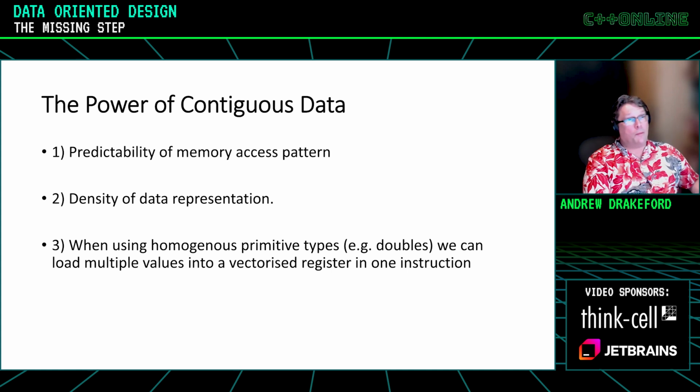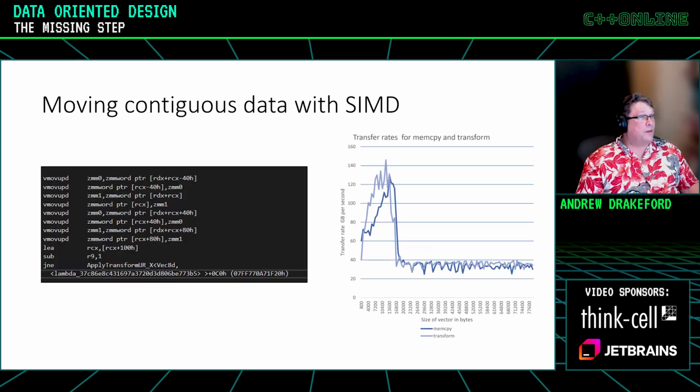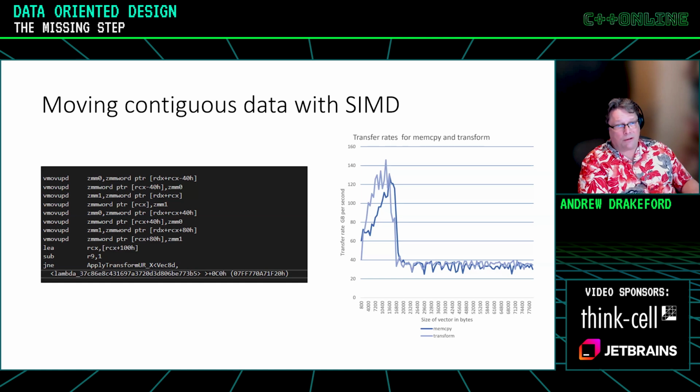And if we were to do a memcpy with that sort of thing, this is what happens. This is what the assembly looks like. First thing, it uses a vector move packed double from some data at RDX plus RCX minus 40 into the ZMM0 register, and then back out to memory in the next line. And if we look on the right-hand side, we see that when it's operating under 16,000 bytes or so, it's able to do memory transfers at rates of hundreds of gigabytes a second. It's very, very fast indeed.